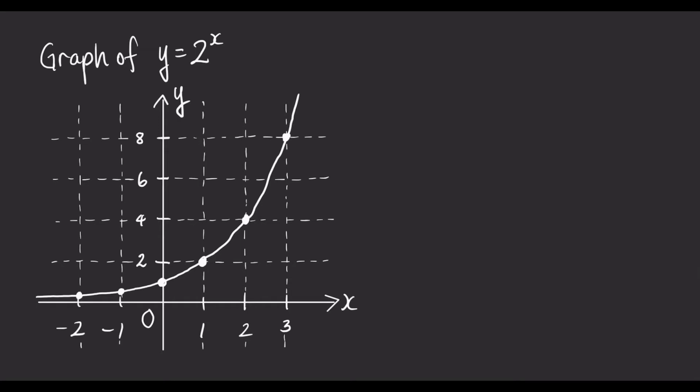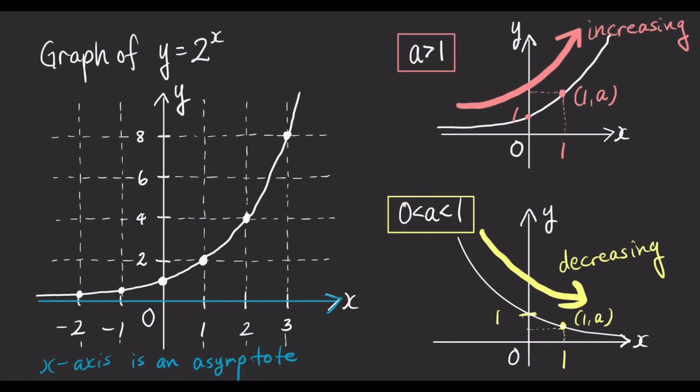And if you'll notice here, we have an asymptote. You see here, it gets closer to the x-axis as x gets smaller. It's very close to the x-axis, and that's an asymptote. So the x-axis is an asymptote. 漸近線, right?